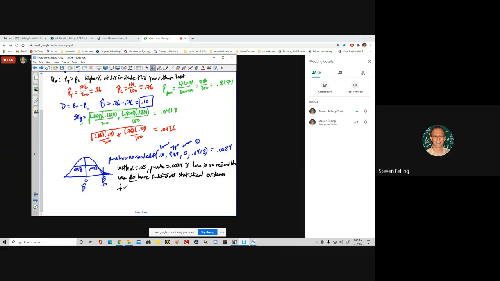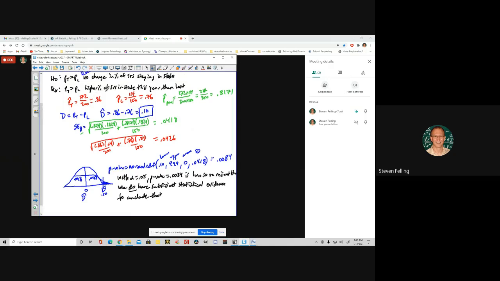to conclude that, and then we're going to write up our alternate hypothesis, that a higher percentage of seniors are staying in state this year than last. That a higher percentage of DV seniors are staying in state for college this year compared to last year.